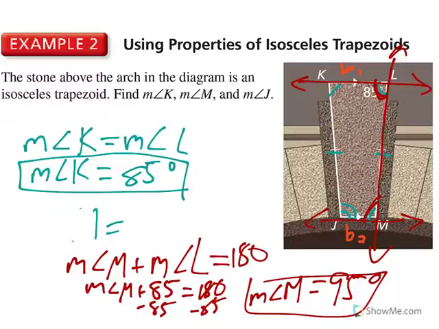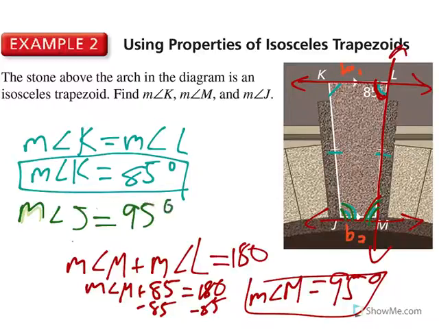And then the last one it asked me for is measure of angle J. So my measure of angle J is another base angle. Remember earlier we marked these with the same amount of marks, because measure of angle J is the same as the other base angle. So if M is 95, that means J is going to be 95.